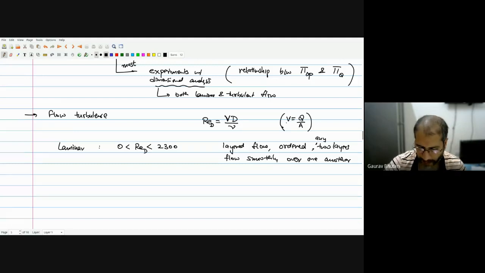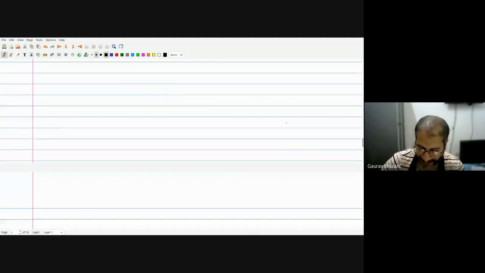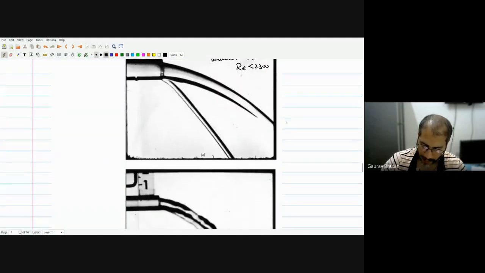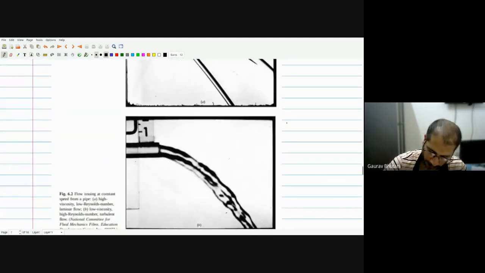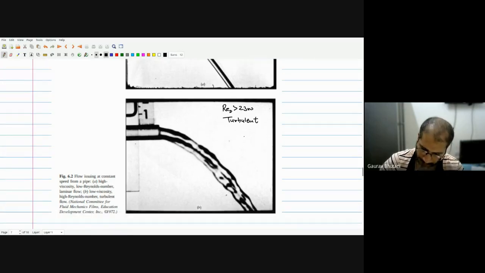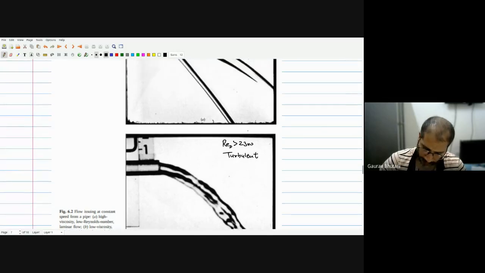So when the Reynolds number becomes greater than 2300, what we see is the flow becomes turbulent. So you can see in the second case, in case B, the flow is very wavy, very chaotic, very disordered. Okay, so this is turbulent. This picture is taken from the textbook, and they have taken it from somewhere else. All right.